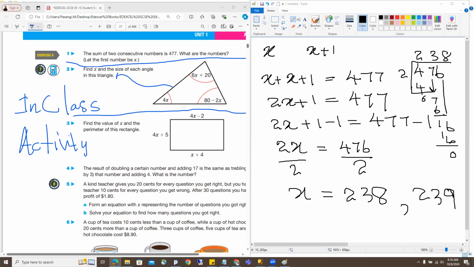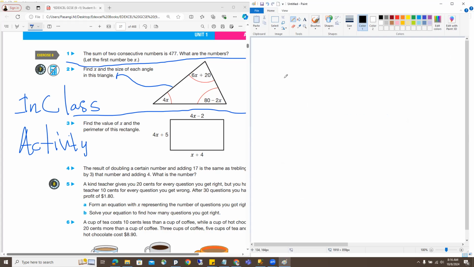How did you calculate the second question? 6x and that 80. Okay. So what is the expression you wrote? 6x plus 20 equals 80 minus 2x. They haven't given us that this triangle is an isosceles triangle here. How did you equalize these two?